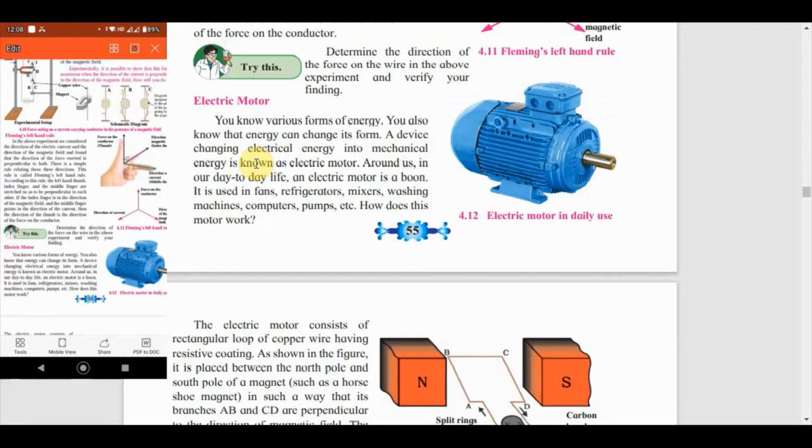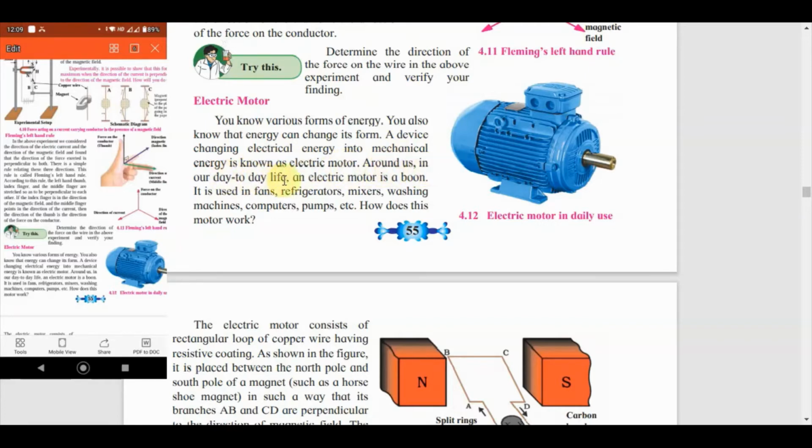So how does this motor work? That is the basic concept that we are going to learn today. You know various forms of energy. You also know that energy can change its form. You know the law of conservation of energy. What is the law of conservation of energy? It says that energy is neither created nor destroyed. It can be converted from one form to another form. So a device changing electrical energy into mechanical energy is known as an electric motor.